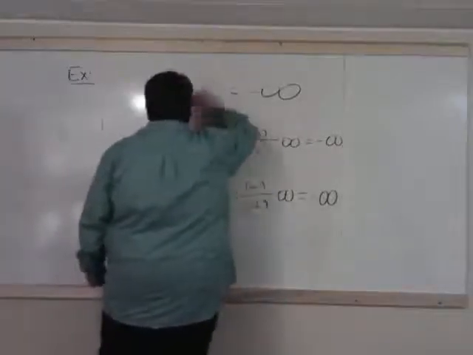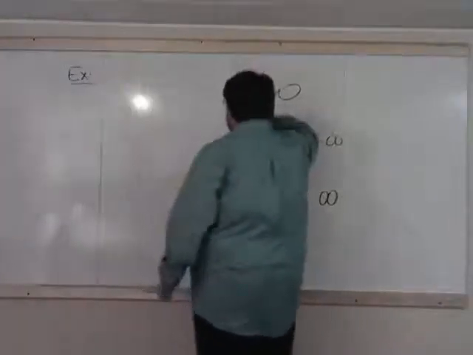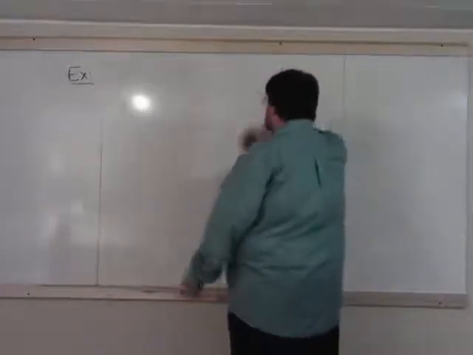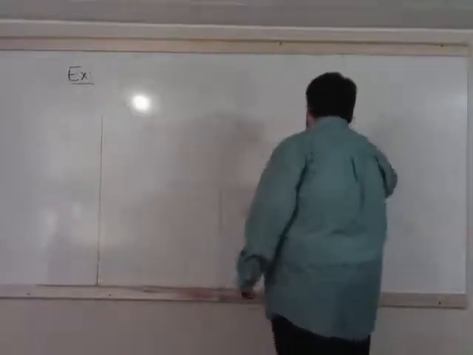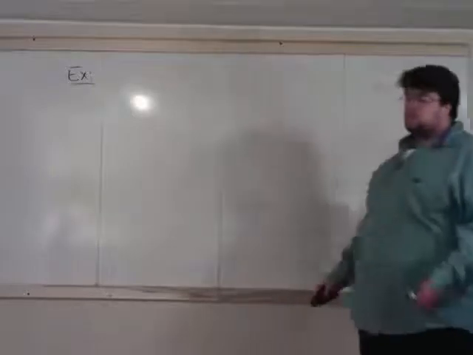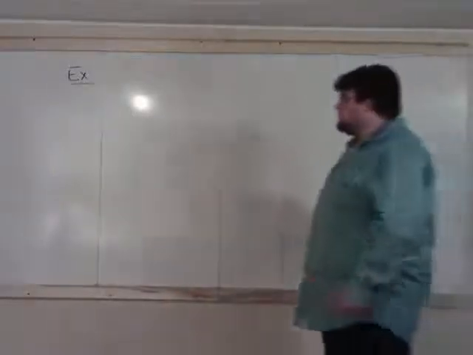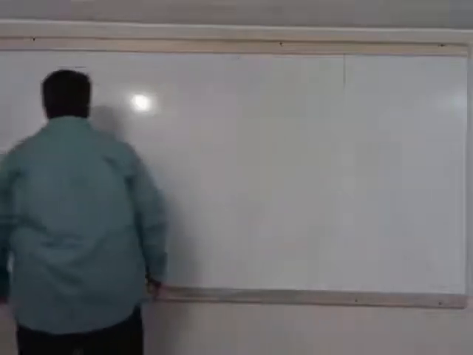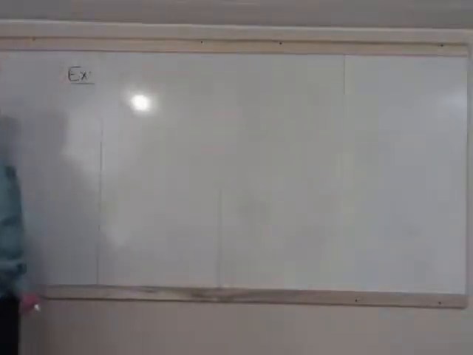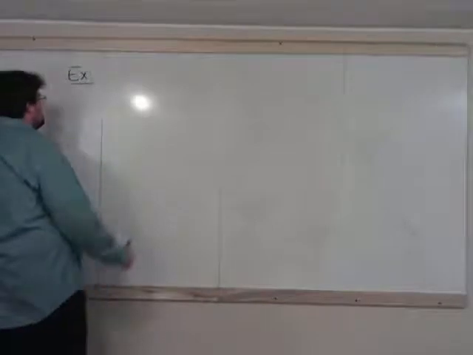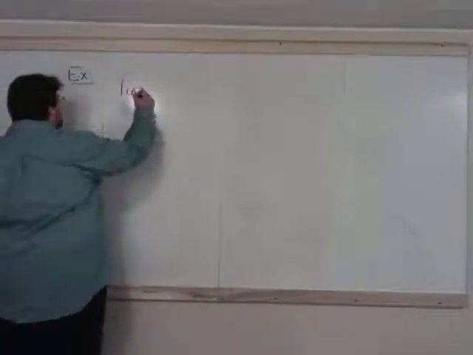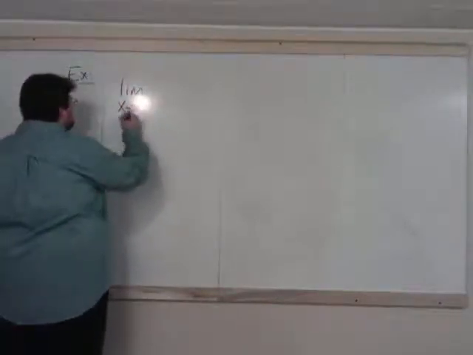Let's do one more. Now in these you could be expected to factor like we did in the first one. You could be expected to factor things like x squared minus x minus 6 into x minus 3, x plus 2. Sometimes you could be given something in its factored form. So let's do this limit.